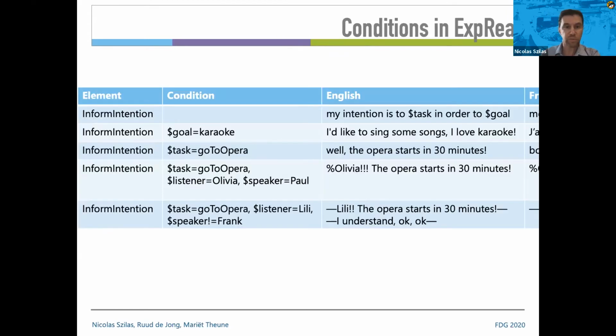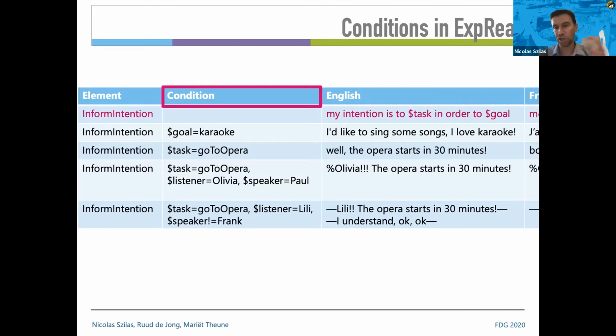I mentioned spreadsheet, so here's a copy of a spreadsheet that we will use in ExpReal. So we first have a logical element to express, and we have a condition. Then we have the template in English, and then we have the template in French and in Dutch, for the 3 languages that we have implemented so far. So in the first line, there is no condition. So this means it is the general form that the system could use to express any appearance of an inform intention predicate.